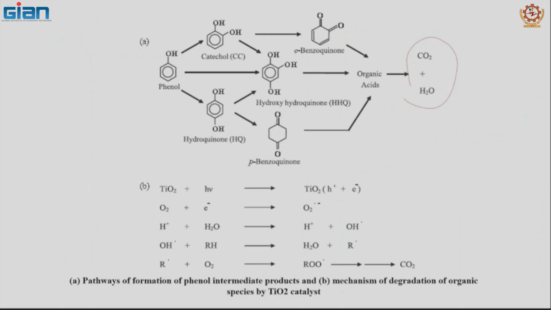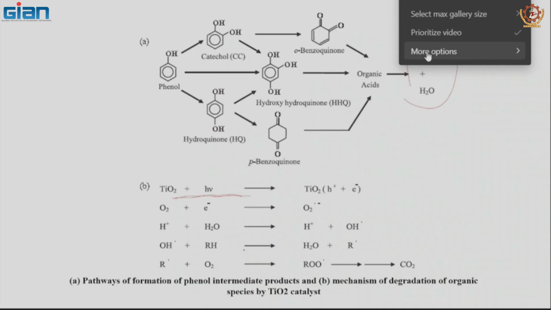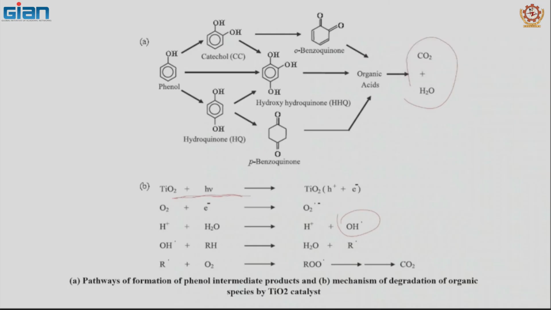So what is done? Titanium dioxide, a semiconductor metal oxide, is used with a light source. It may be UV light or visible light depending upon the band gap, conduction band and valence band, so that an electron is ejected. Here you can see the hydroxyl radical is generated, and that carries out the reaction finally to carbon dioxide.